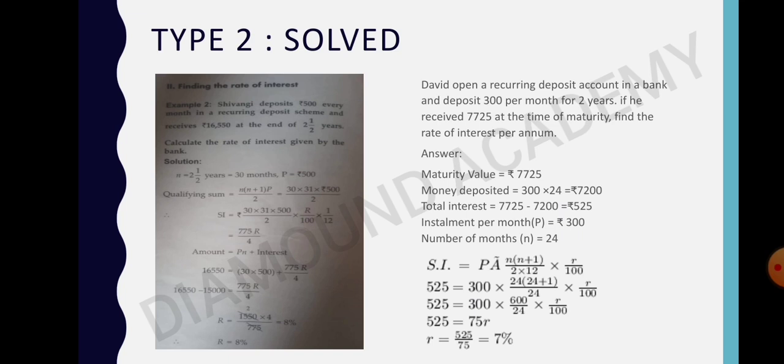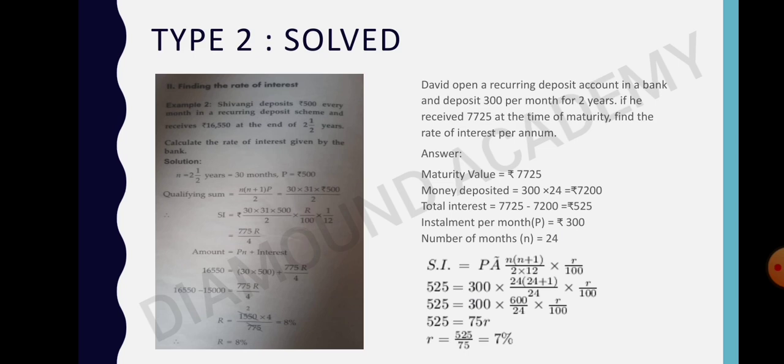See, MV is given 7725. Then money deposit you need to find out, so 300 multiplied by 24 because 2 years, so you got 7,200. Subtract the 2, you got interest, that is 525, and installment per month, that is P is 300, and number of months given is 24. So you can use again the formula P into 24, that is N into 25, that is N plus 1 upon 2 into 12 into R upon 100. Cross multiply and solve the equation, you will get as 7%.